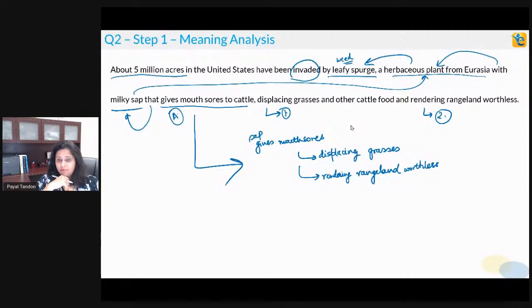Now, is this logical? Whatever I've written, is that logical? No, absolutely not. The mouth sores don't lead to displacing grasses. Absolutely right. It doesn't make sense. So this is absolutely illogical. Now, what could make logical sense?